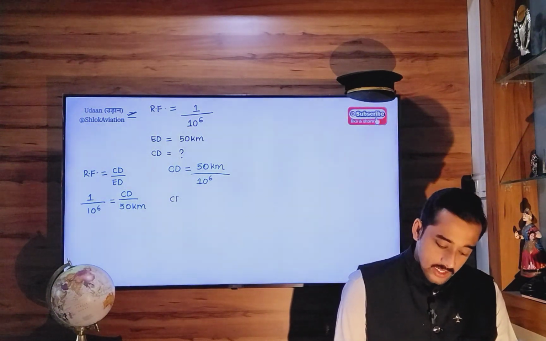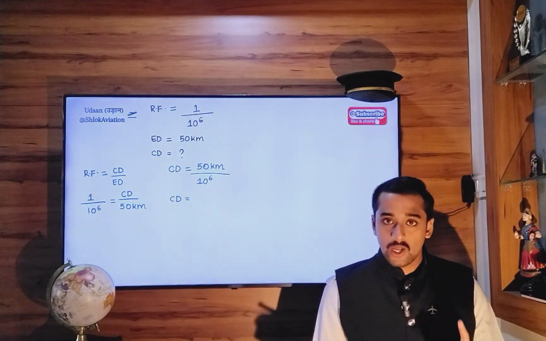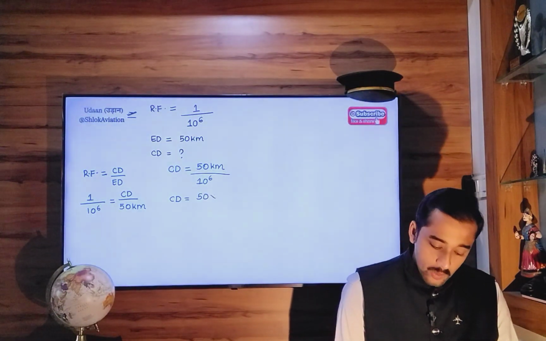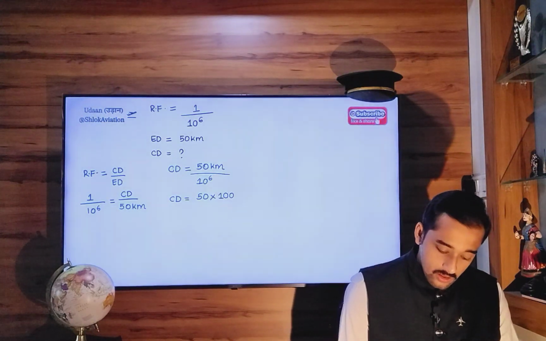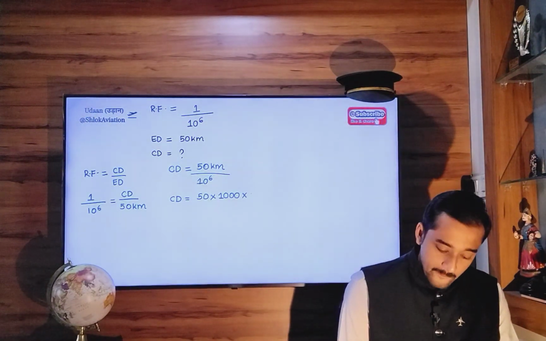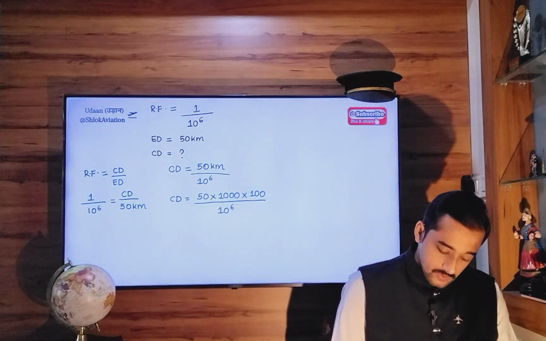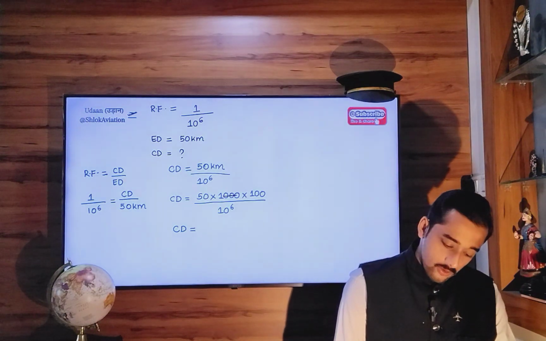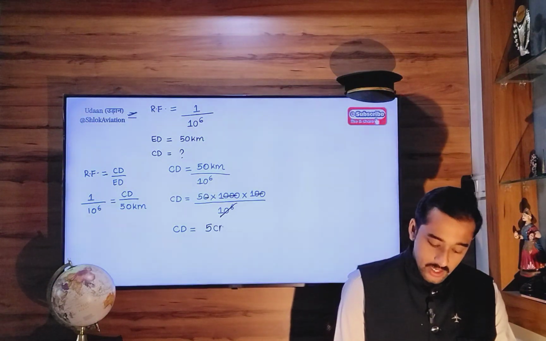Now we want a final answer in centimeter and inches. Let's start with centimeter first. So convert 50 kilometer in the numerator into corresponding centimeter. Now 1 kilometer is 1000 meter. So 50 into 1000, and 1 meter is 100 centimeters. So convert 1000 meter into centimeter, multiply by 100. Divide by 10 raised to 6. So everything cancels, and chart distance will be equal to 5 centimeter.